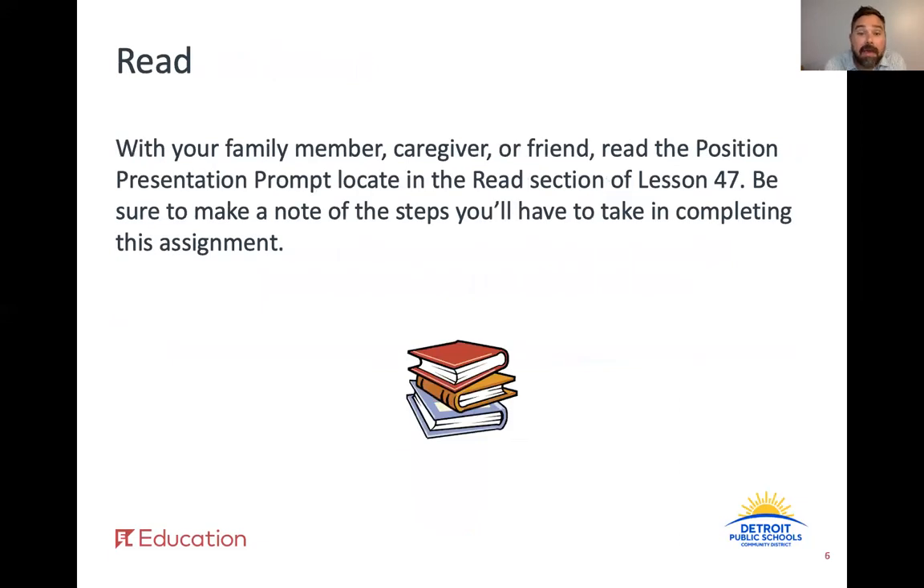Okay, using your note catchers, learning about the food chain. Once again, this is the position presentation prompt that you're going to find on lesson 47 in the read section. Using your note catcher and learning about each food chain, the industrial, organic, sustainable, and hunter-gatherer, you're going to use these food chains, or at least two of them, to write and present a position paragraph speech to answer the following question. Which of the food chains would best feed all the people in the United States?